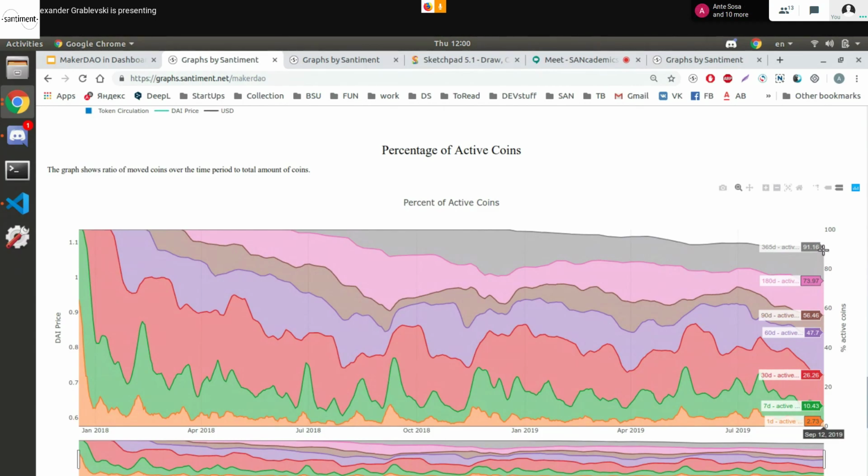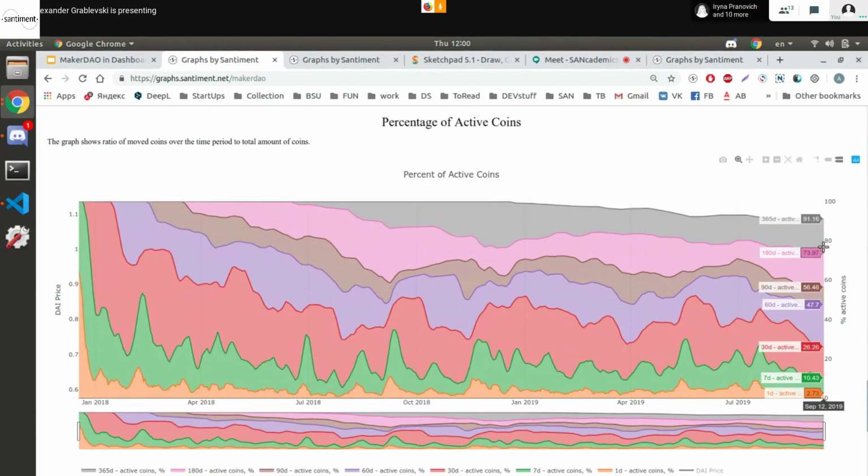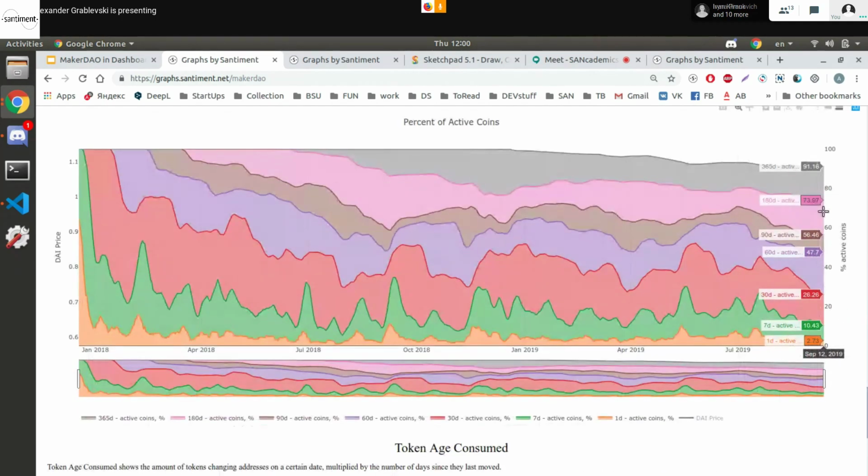It basically means that 9% of all coins, all DAI that are in the supply, were not active for last 1 year. So maybe they are lost, maybe not. So that's the thing. And you can check it with different intervals, like half a year, like a couple of months, and 1 day.